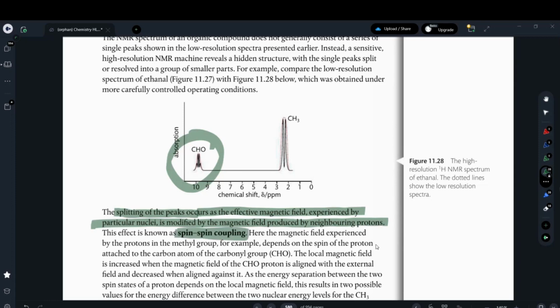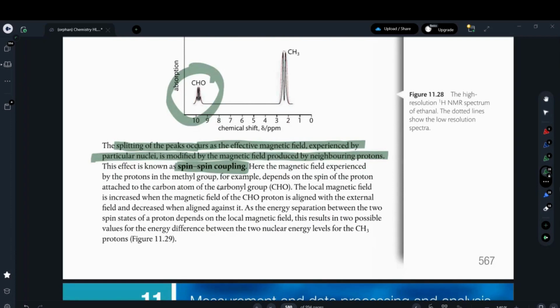So basically, when the peaks are being formed, the corresponding peaks are adjusted due to the effective magnetic field. Let's say there is a single carbon atom which shows a particular peak, or in NMR, it will be hydrogen. The surrounding atoms also produce a specific peak, and they modify the magnetic field around this hydrogen. Because of this, it causes what is known as spin-spin coupling. Here, the magnetic field experienced by the proton in the methyl group, for example, depends on the spin of the proton attached to the carbon atom of the carbonyl group.